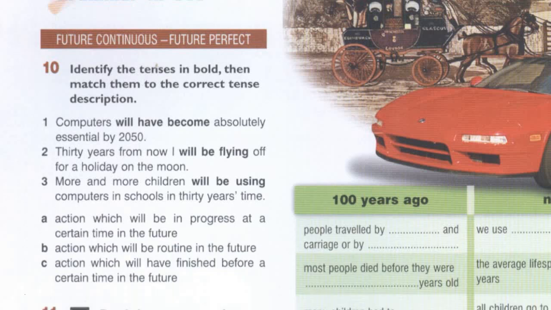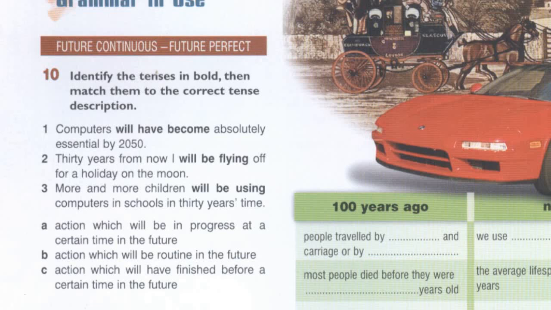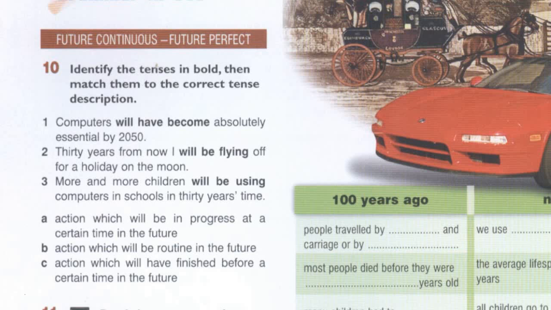Look at the title of the grammar here. The title is written: future continuous and future perfect. We're going to practice and learn these two tenses. First, exercise number 10. Identify the tenses in bold. You have sentences 1, 2, and 3. You are supposed to identify the tenses and then match them to the correct tense description.